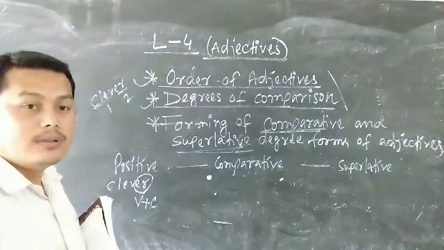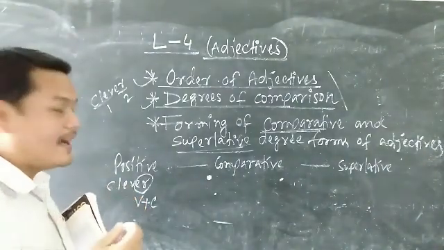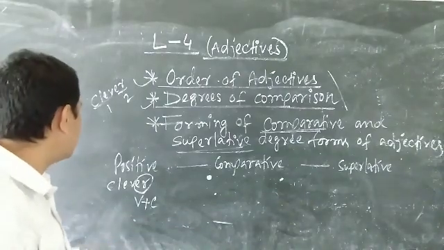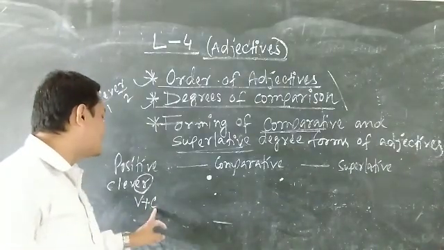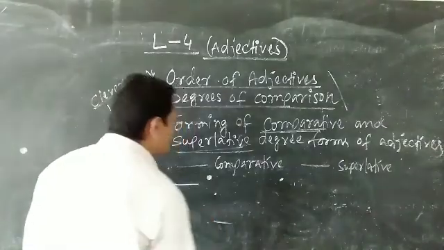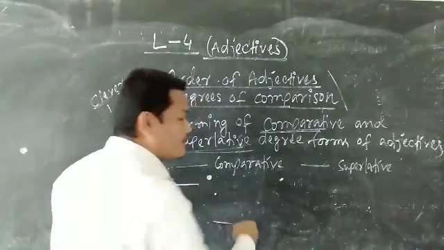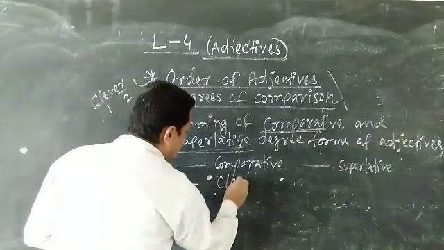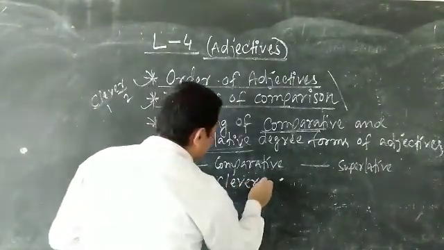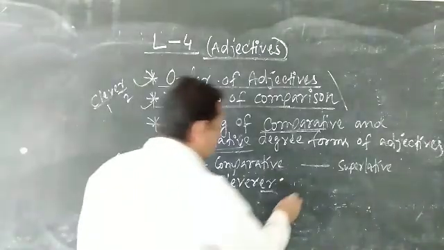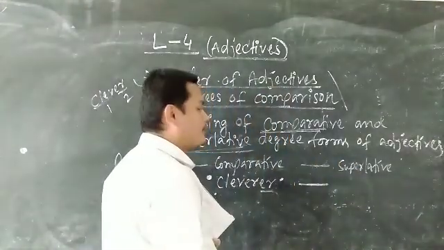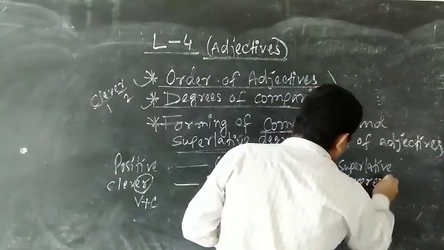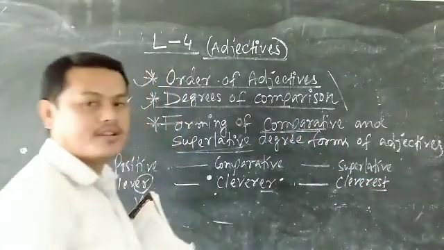So if we can say the adjective having 2 or 1 syllable and the combination of the last letters is vowel plus consonant, then we have to add er to write in comparative degree. Means clever, add er, cleverer. Same way est in superlative degree. Clever, est, cleverest. So understood?